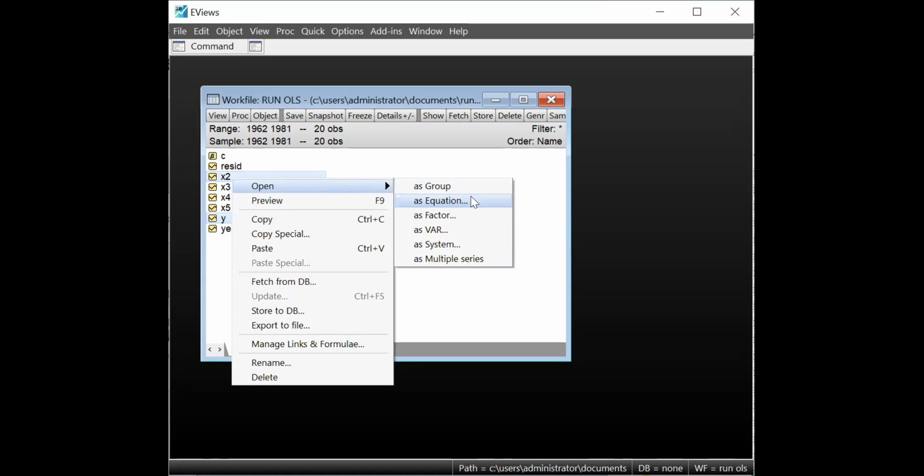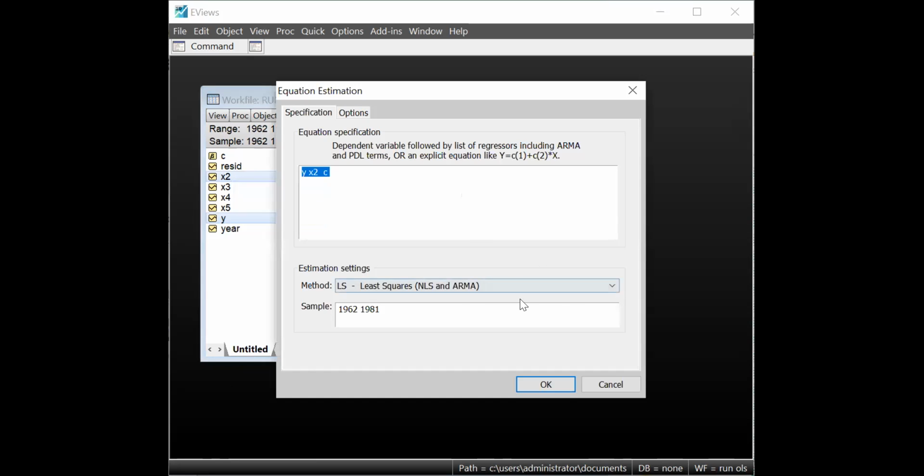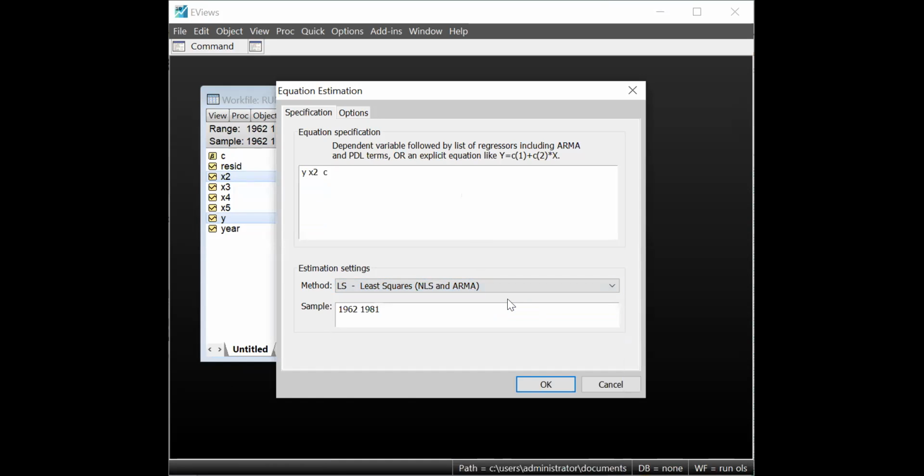Can you see this menu? Yes. Equation. And then here we have some methods: least squares, generalized method of moments, and so on. Because we are estimating a linear regression model.